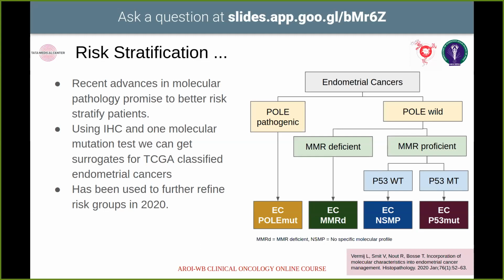In POLE wild type or non-pathogenic mutation, you classify whether they have MMR deficiency with the use of immunohistochemistry for one or more mismatch repair proteins, MLH1, PMS2, MSH2, and MSH6. If they are MMR deficient, they are considered to be the MMR deficient endometrial cancer. If they are proficient, you take a look at the P53 status. If the P53 is mutated, it is considered to be a P53 mutated type of endometrial cancer. And otherwise, all the rest fall in this basket category, which is known as no specific molecular profile or NSMP. This is quite similar to the triple negative breast cancer classification that we have in breast.